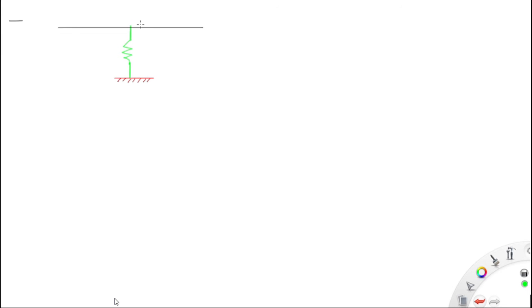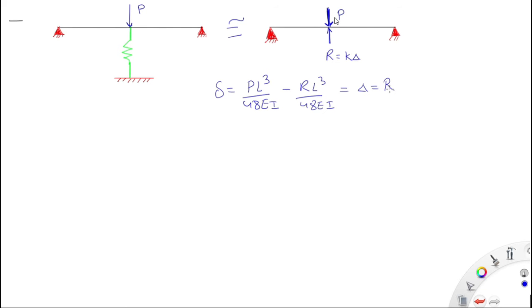This is a spring question. Load P is acting in the middle, and at that point this spring has been attached to reduce the deflection. So this spring will give a reaction of K delta. Delta will be the deflection. P is the load acting, so delta is equal to the deflection due to load acting at the midpoint.